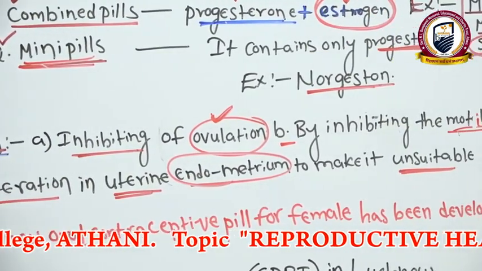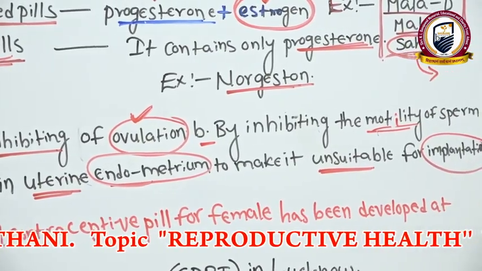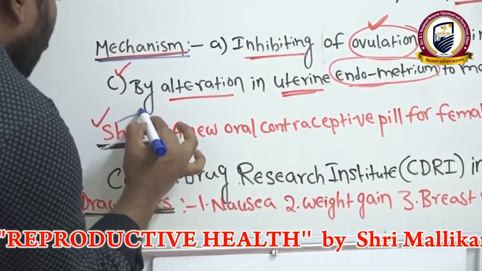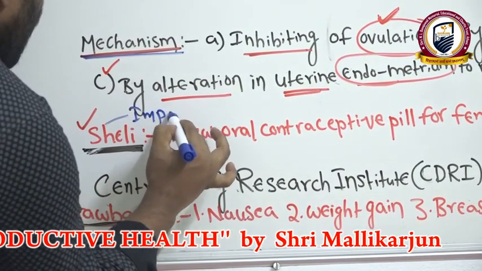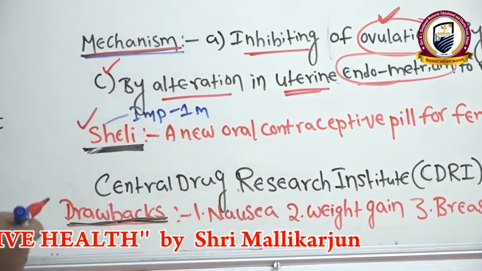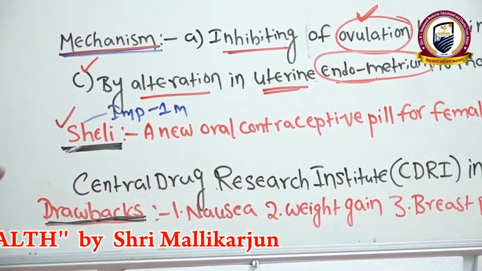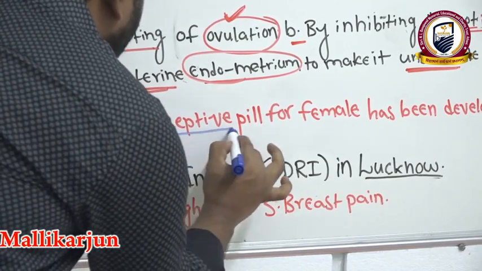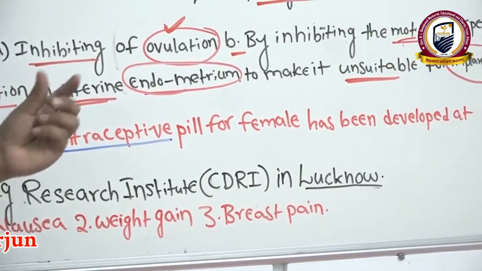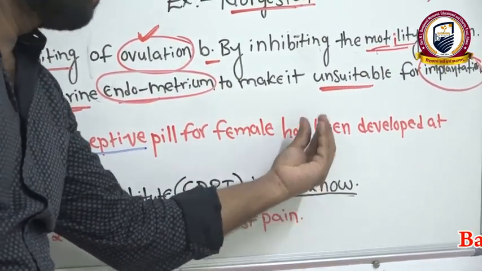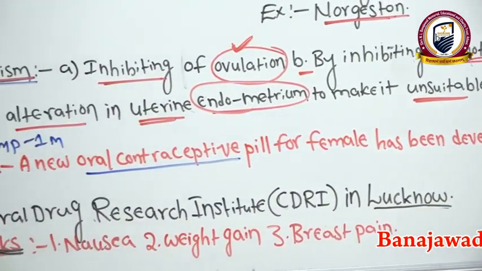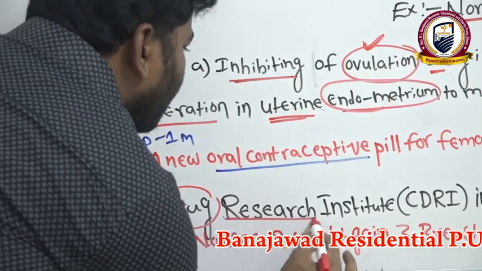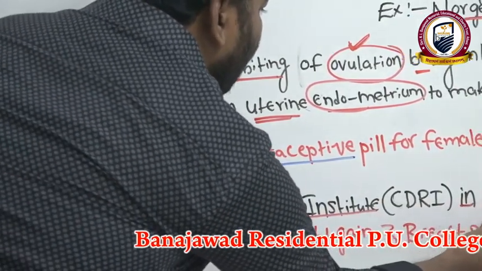Now lastly, we'll discuss saheli, because sometimes they ask this for a 1 mark question. Very important for a 1 mark question. Now you can see saheli. What is saheli? A new oral contraceptive. Saheli is a new oral contraceptive pill for females, developed at the Central Drug Research Institute in Lucknow.